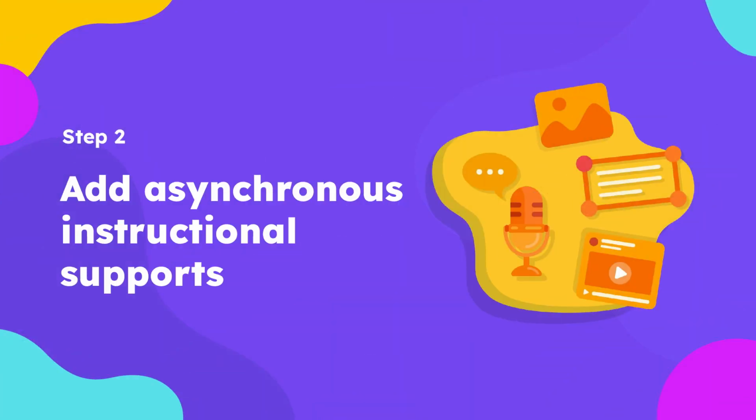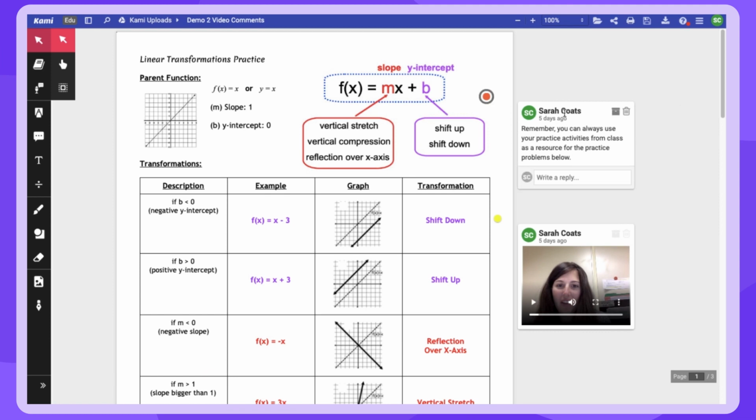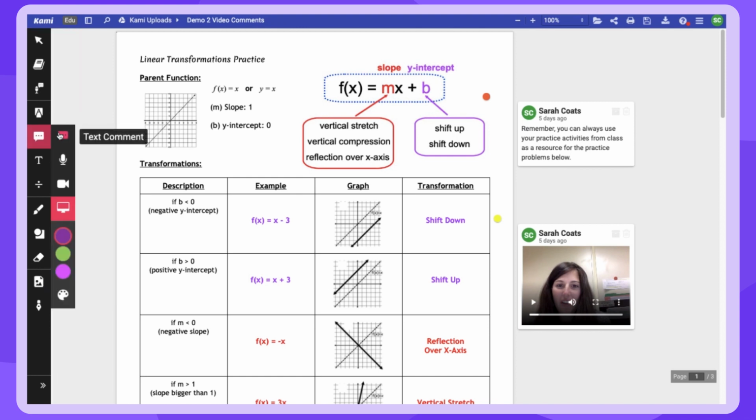Add asynchronous instructional supports. There are many different ways we can add these supports. If you look on the left-hand side, Kami has many features we can use. I'm going to focus on comments and add media. So if we go ahead and open comments, I'm going to click on the comment icon. There are 4 different comment types within Kami.